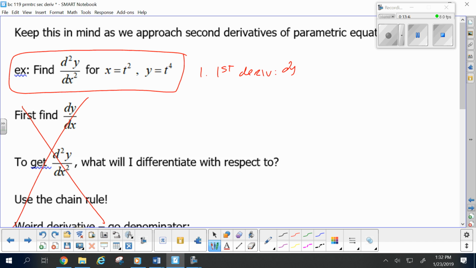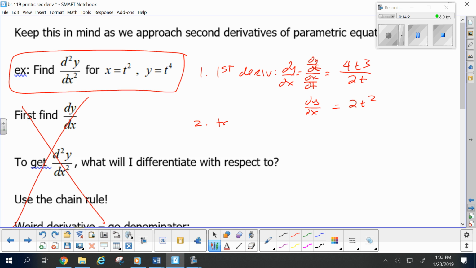We know that dy/dx is dy/dt over dx/dt. Yeah? dy/dt is 4t cubed, and dx/dt is 2t. Let's also clean it up and say dy/dx is 2t squared. Go? All right. Here's the second part.